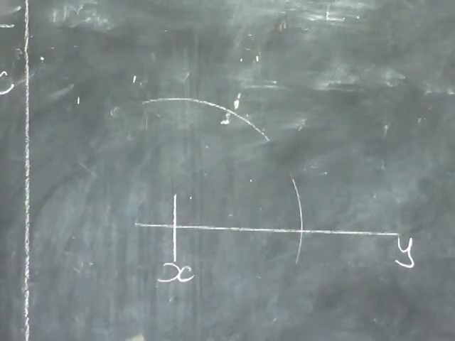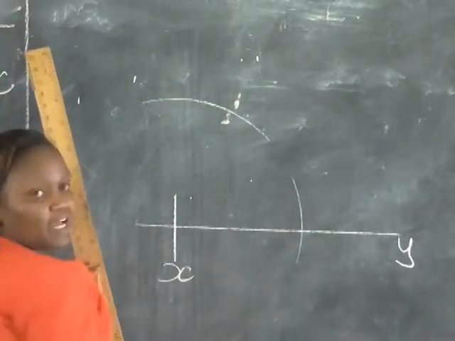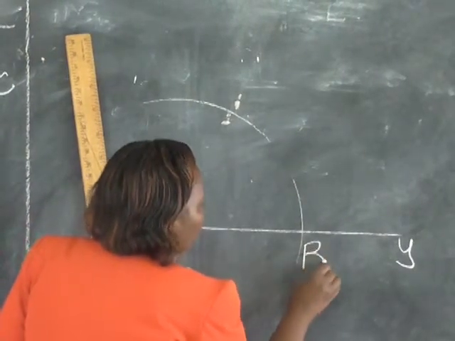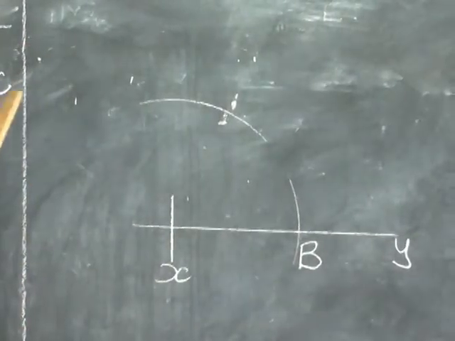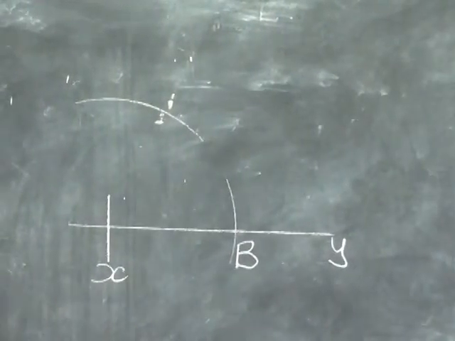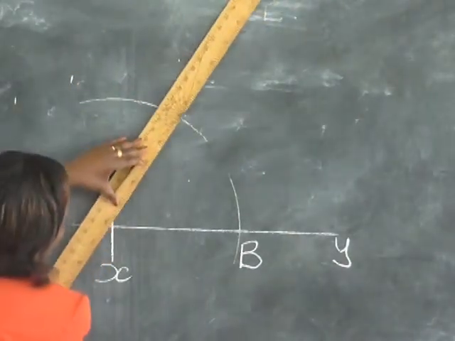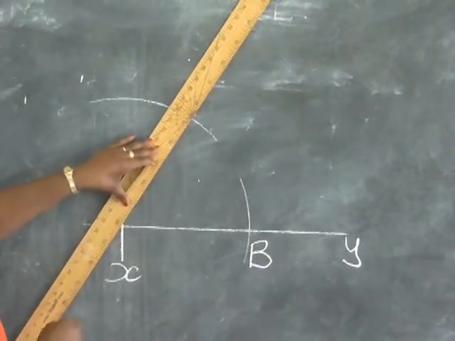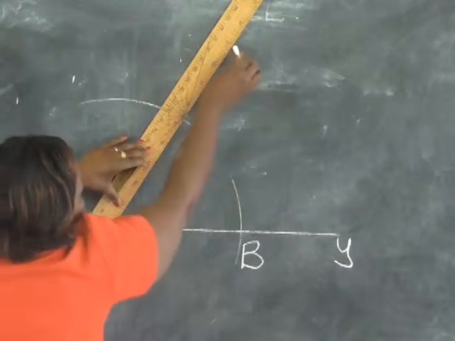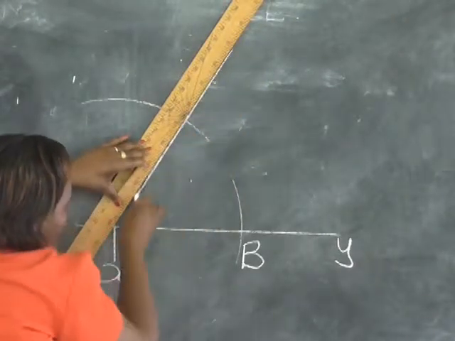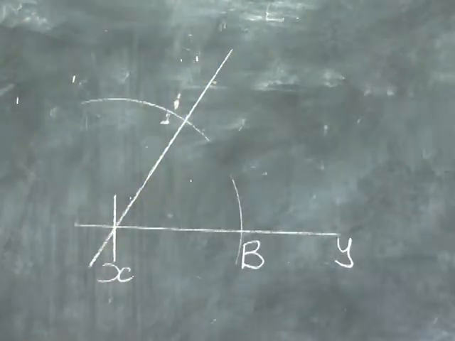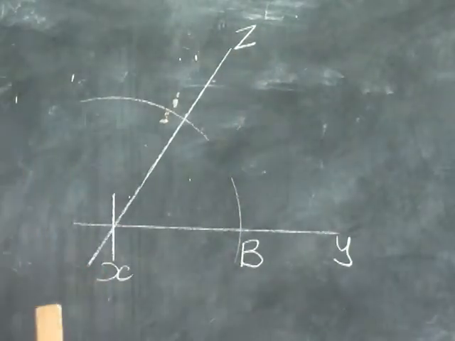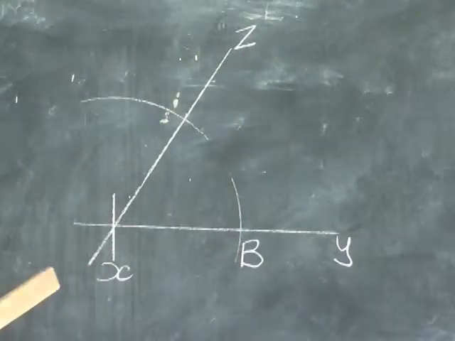Take your ruler. Let us give this arc a letter, and we can call it letter B. Then take your ruler. Draw another straight line there. Make sure that your line is straight. Passing through your second arc, draw another line there. And let your line end at point Z.